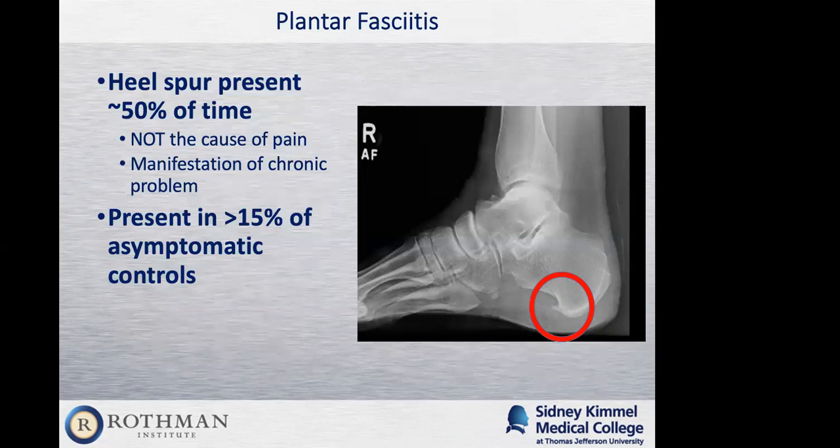And I have to tell you, that's not the issue. It's just a manifestation of a problem going on with the actual ligament itself. Studies have shown that a heel spur is present in greater than 15% of asymptomatic patients. I would argue that I think it's much higher. I think a lot more people come into my office, and incidentally, I see that they have a heel spur, but they have absolutely no pain in that area of their foot.